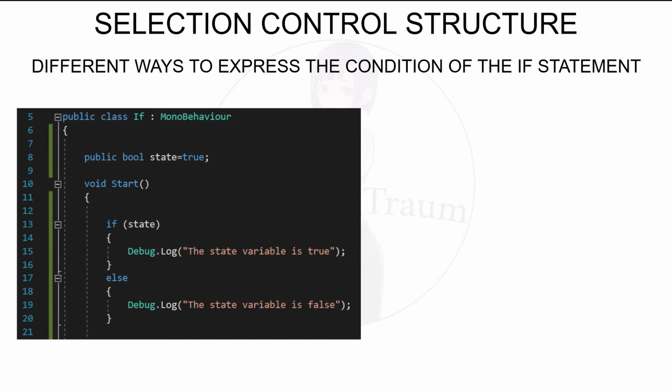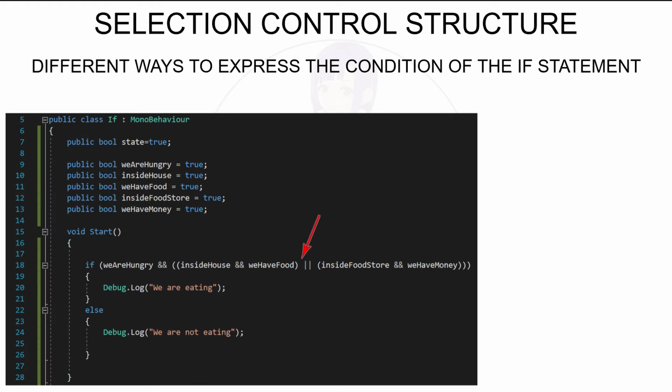In this case, we use a Boolean variable, but we can also use a logical expression that when evaluated will give a true or false result, and use that expression as a condition. Imagine the following example. We can be hungry or not, and if we are hungry, there are 2 ways to eat. One is being at home and having food, or we can be inside the store and have money. This last sentence can be directly translated into a logical expression that determines whether we will eat or not.